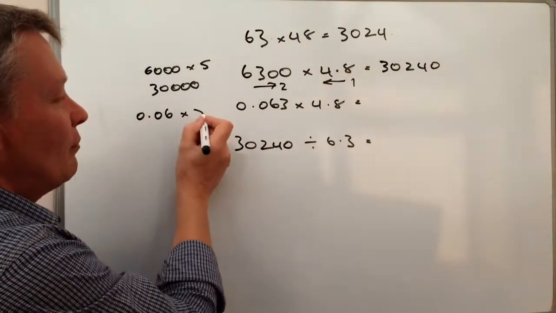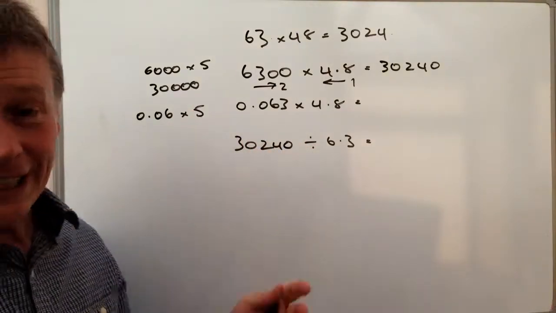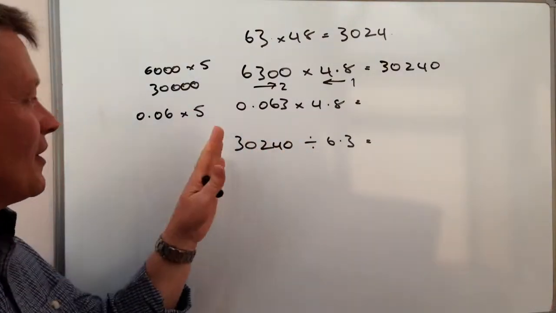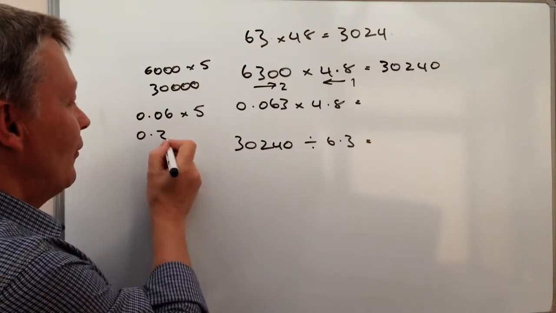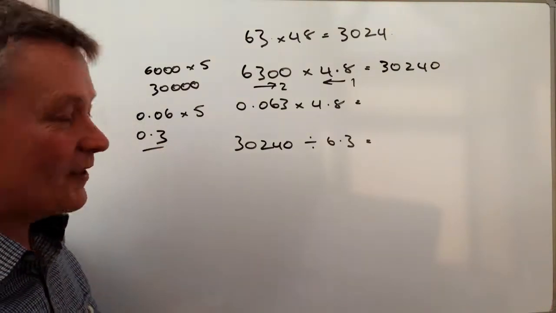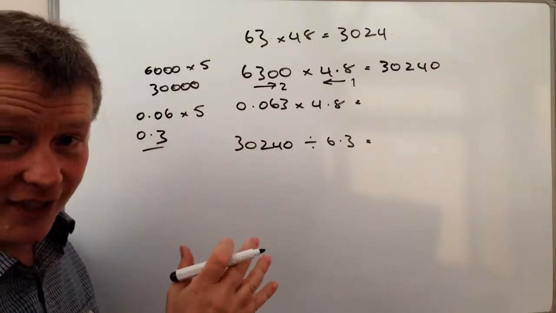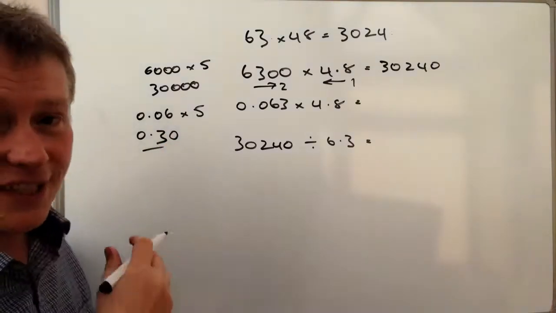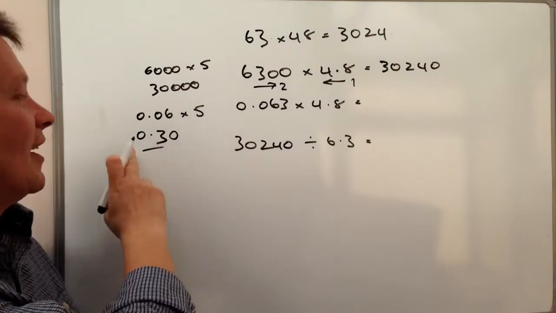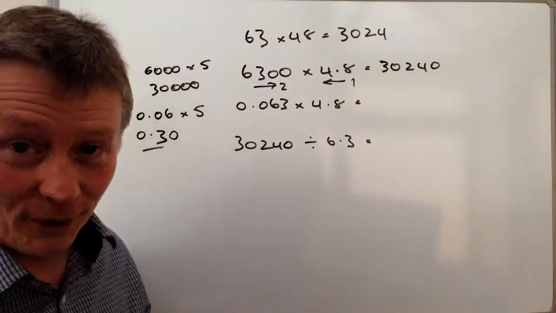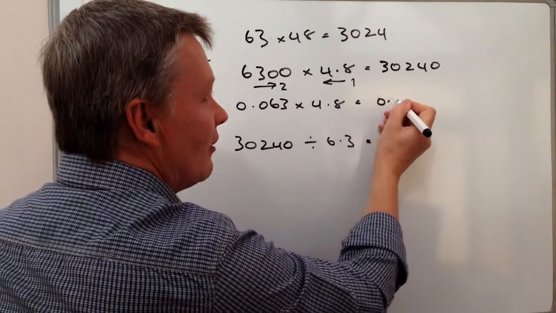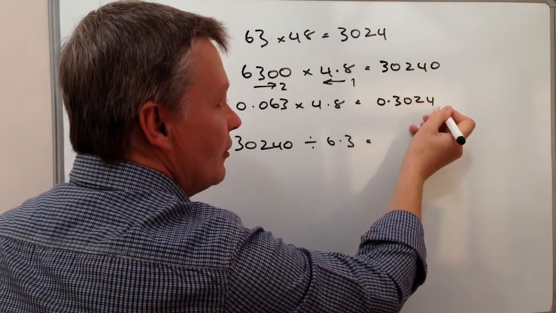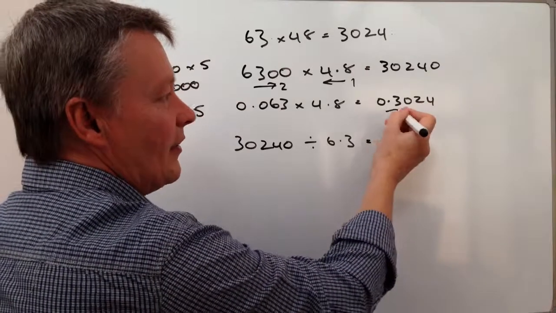Now this is 0.06 multiplied by 5. Close enough. Well, 0.06 multiplied by 5 is going to be 0.3, because 6 times 5 is 30. Okay, if you like, 0.30. 6 times 5 is 30. So 0.3 is what I'm looking for. So my answer to this particular question would be 0.3024. Okay? So that one there.